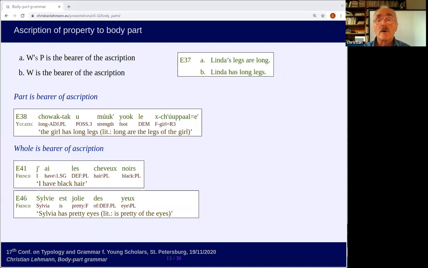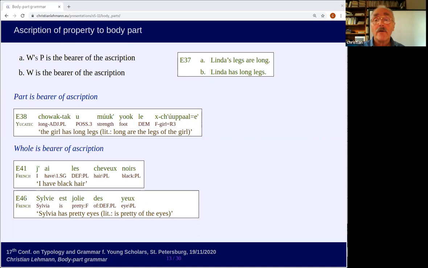Again, an example from Yucatec. In this language, there's no way of ascribing W possession of an inalienable body part, whether the latter bears a characteristic or not, with the exception of such special cases as we saw before. Therefore, characterization of the body part presupposes its position as the head of a possessed nominal, as illustrated in example 38. So in English, one says the girl has long legs, but in Yucatec one says, long are the legs of the girl.